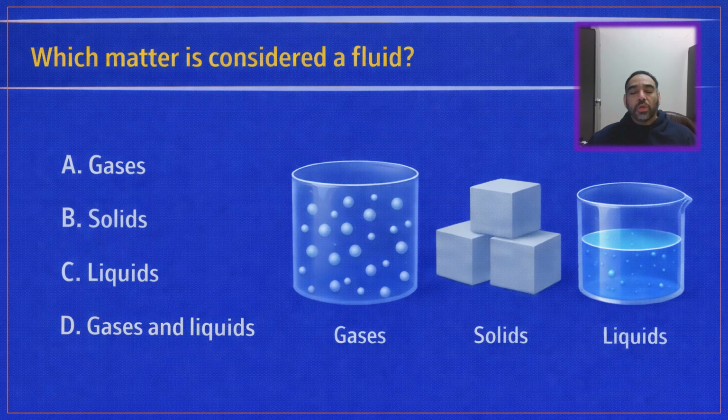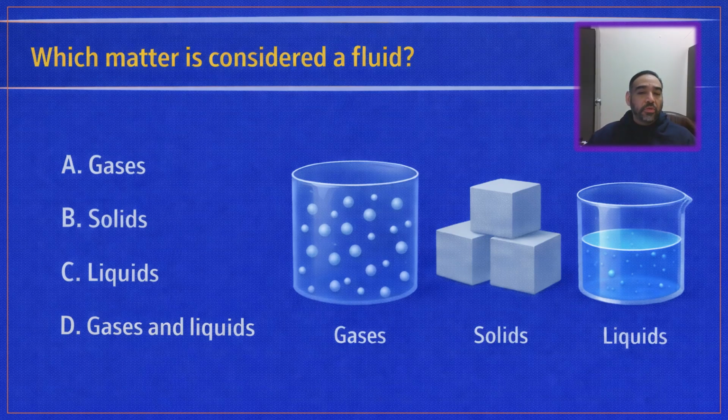Now, this is an easy question, but I'm going to go through the protocol that we said about discussing why the other answers are not correct or not the most correct. A says gases, and gases are fluids, but the question asks which matter is considered a fluid, and the most complete answer includes both gases and liquids. Choosing only gases ignores liquids like blood and water, which absolutely behave as fluids. So A is just incomplete.